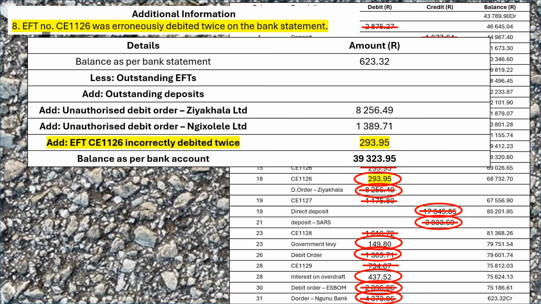Then number 8, it says EFT number CE1126 was erroneously, in error, debited twice on the bank statement. There, that one hadn't been ticked off. It came off our account twice. The bank made a mistake, so it must go on the bank reconciliation statement. We need to add that EFT back. 293.95 debited twice. Cross off the items when we've done it.